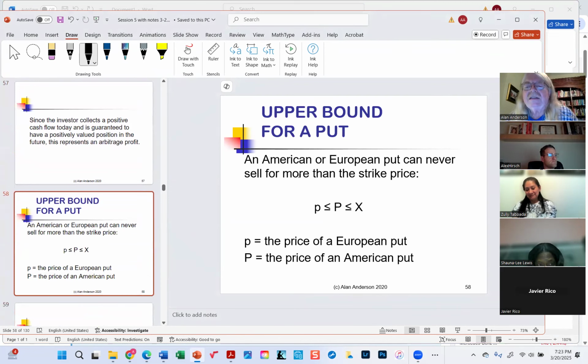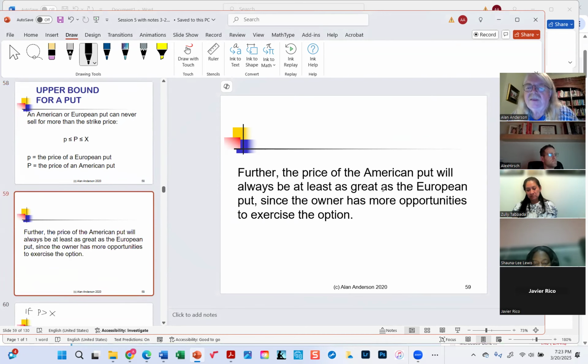So now once you get this, if you notice, there's a comparable version for puts. Here we're seeing that the American put is worth less than the European put, or at least less than or equal to, and that in turn is less than or equal to the strike price of the option. So the way you prove this is the same thing. You say, well, what would happen if this was not the case? What happens if P is greater than X, let's say?